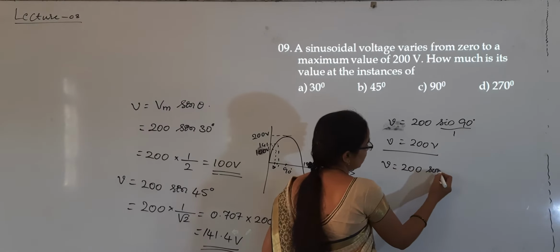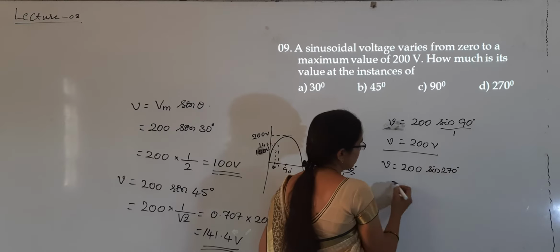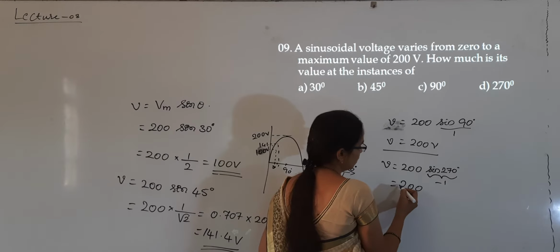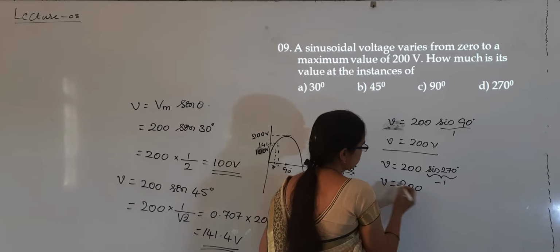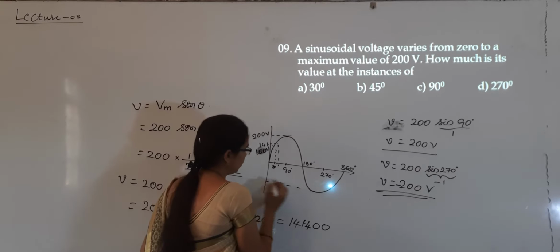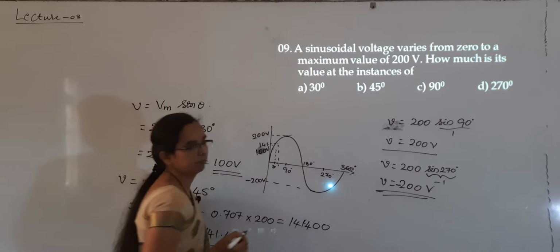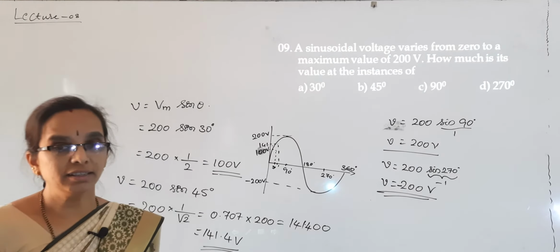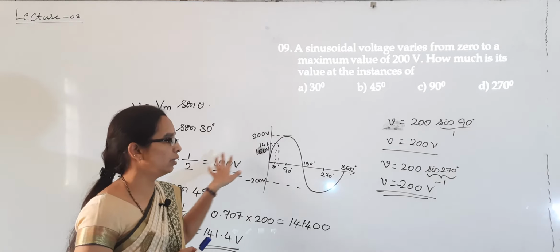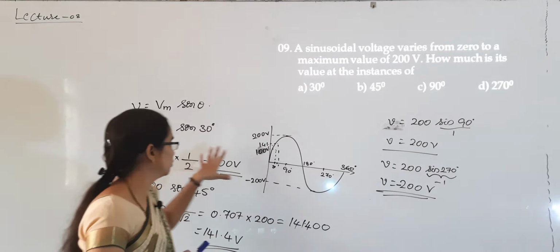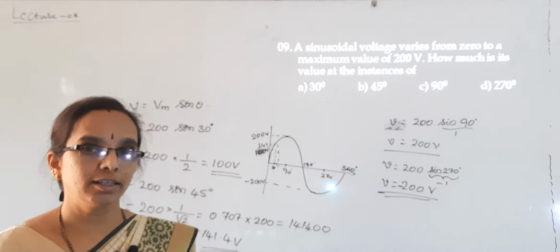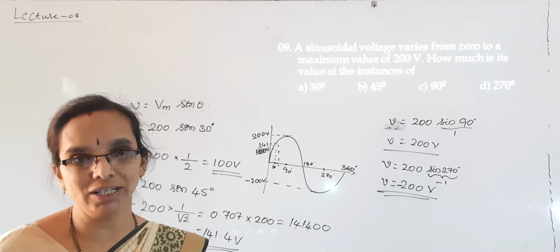And the last one, 200 into sin 270 degree. Sin 270 is minus 1, so it is minus 200 volt at the instant here, the negative peak, that is minus 200 volt. Okay, if they ask in the examination, no need to write the diagram, only you can put the formula and write the value of the voltage, and writing the unit is compulsory in each and every problem.